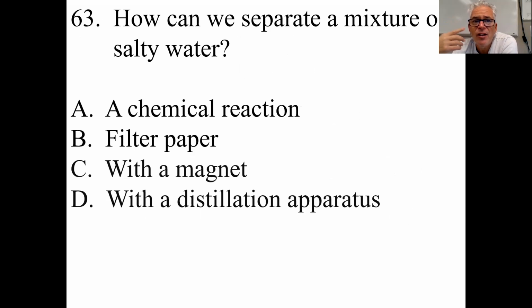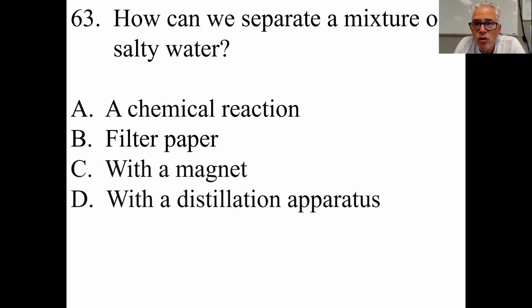How could you separate a mixture of salt and water, salty water? Could you do chemistry on it? Can you filter the salt out? Can you use a magnet, or can you distill it? As you remember, we separate mixtures by taking advantage of a difference in their physical properties. Number one, it's a mixture. It's not a chemical compound, so you don't have to do chemistry to it. A is wrong. Mixtures are physical blends. They need to be physically separated, not chemically.